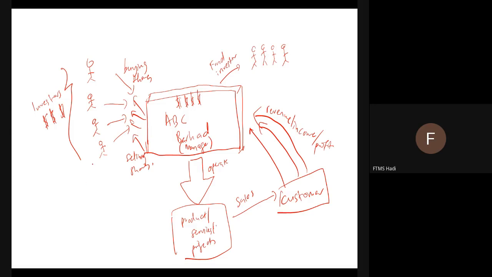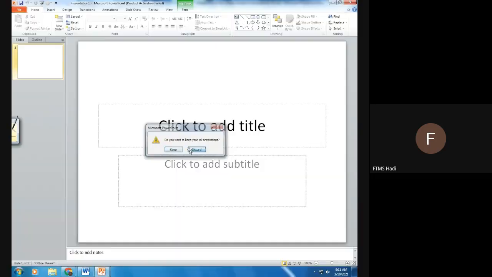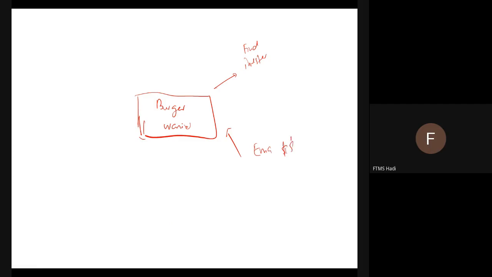Same goes to a small business. Let's say Wani is selling burgers. Let's say I'm saying here is Burger Wani. Initially, Wani doesn't have shares. Wani doesn't have money to operate the business, so she tries to find investors. Once she finds an investor, let's say Emma, Emma injects money into Burger Wani.